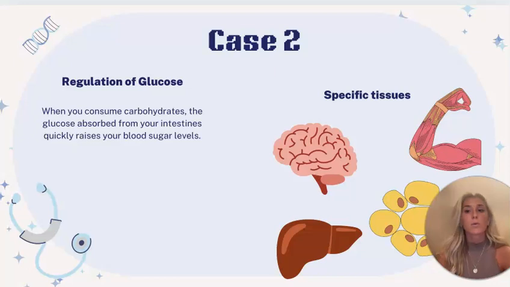When you consume carbohydrates, the glucose absorbed from your intestines quickly raises your blood sugar levels. In response, pancreatic beta cells detect this increase through a process that depends on the GLUT2 transporter and release more insulin. Insulin then binds to its receptors, which boosts glucose uptake in skeletal muscle, fat tissue, and the heart. This is primarily due to the rapid movement of GLUT4 transporter vesicles to the cell surface. Additionally, insulin suppresses the production of new glucose in the liver.